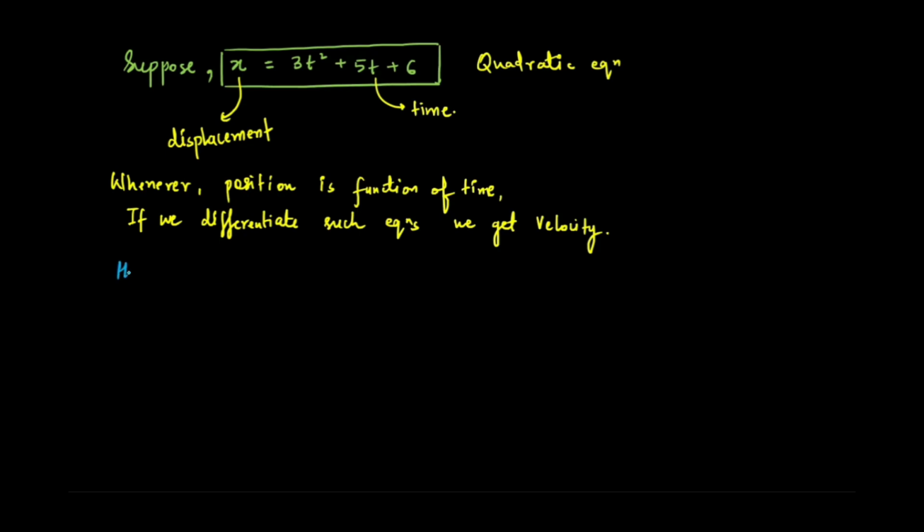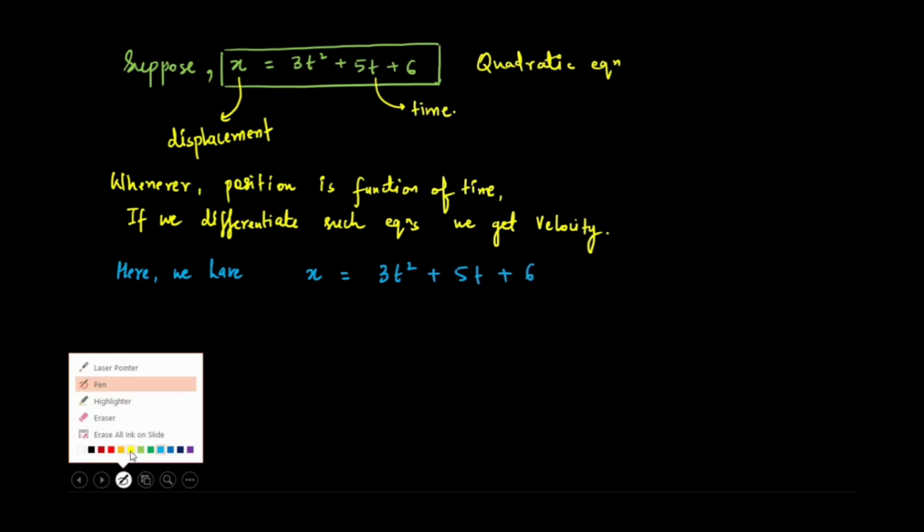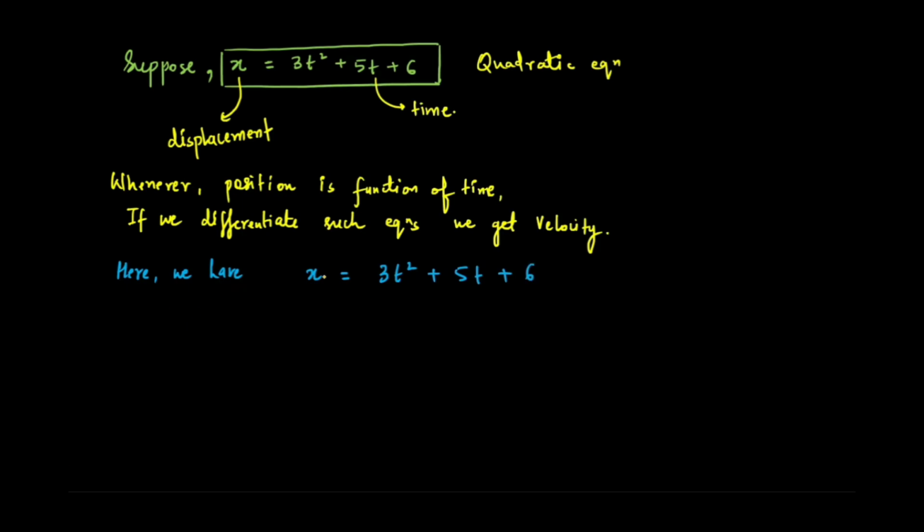So here we have x equals 3t square plus 5t plus 6, I assume. How are we going to differentiate it? First, we write with respect to what we have to differentiate it. Whenever we differentiate a particular equation, we differentiate it with respect to the variable present in it. So in this equation of displacement, what is the variable? T, which is time.